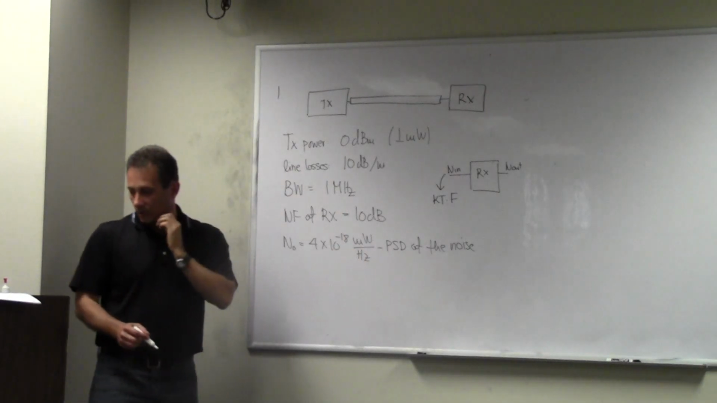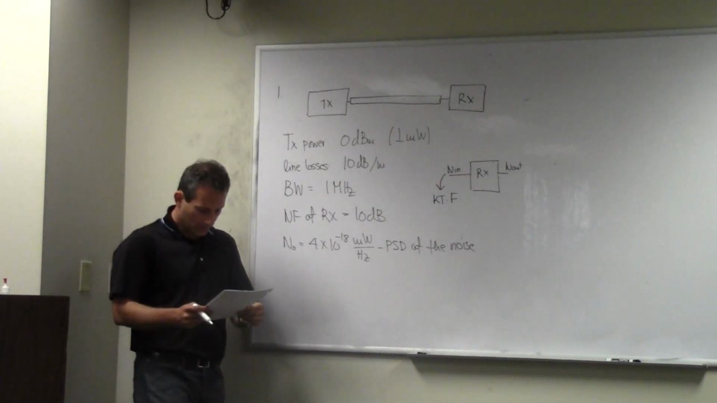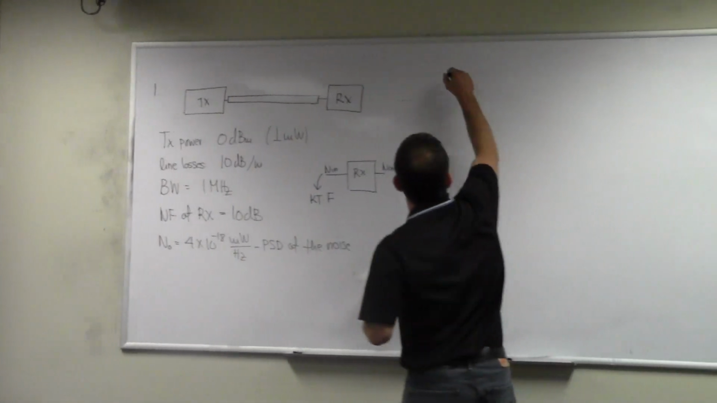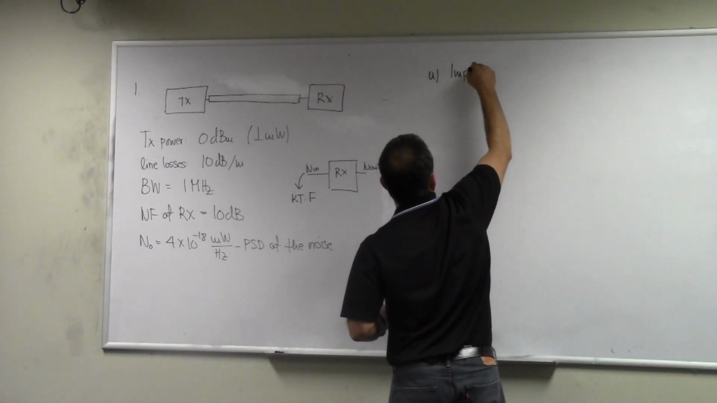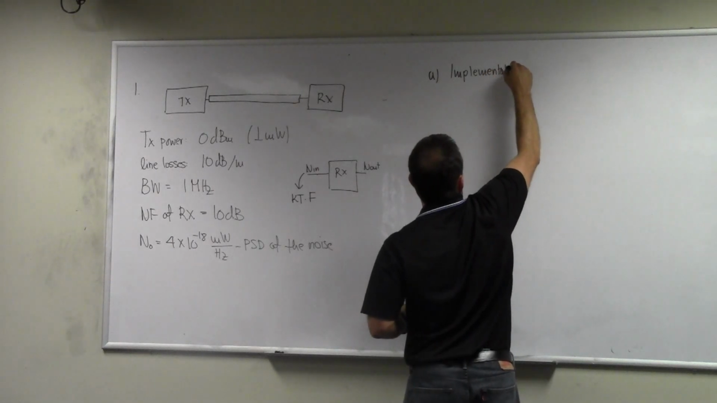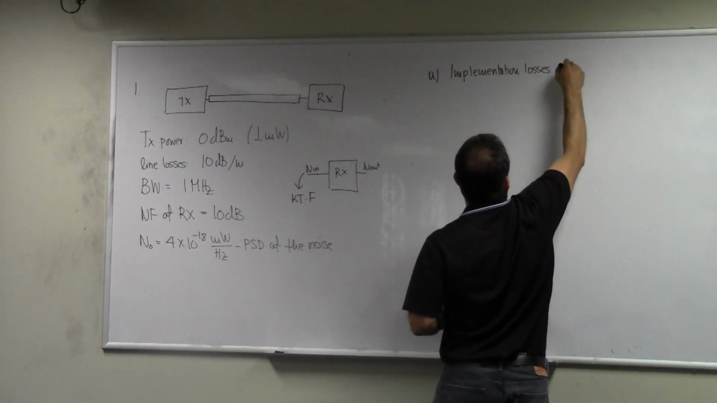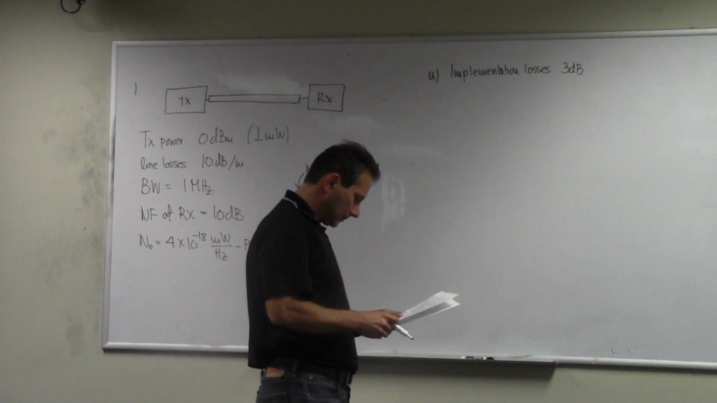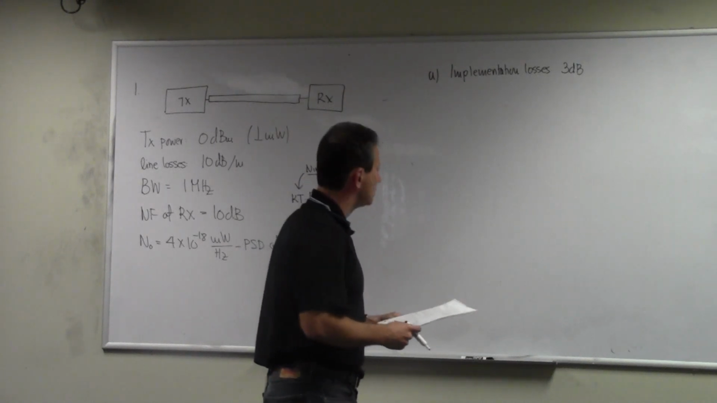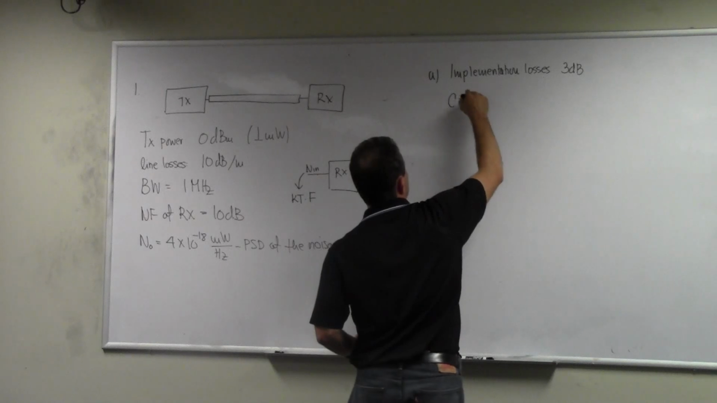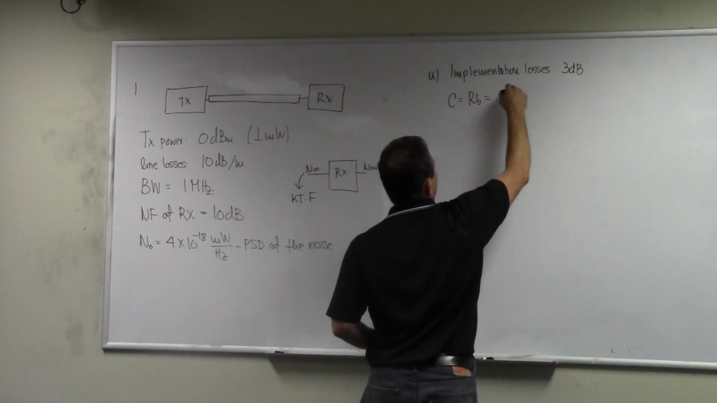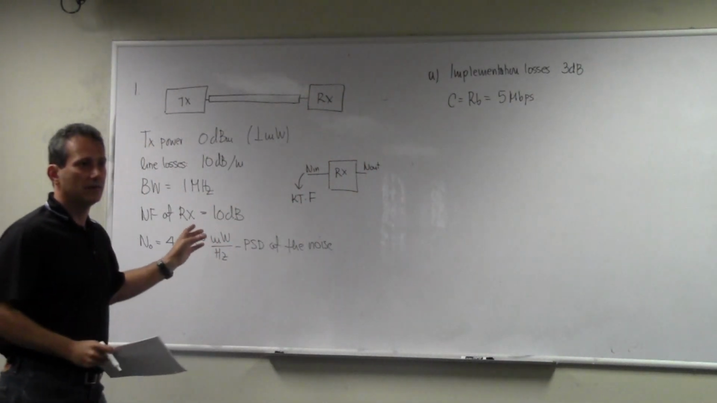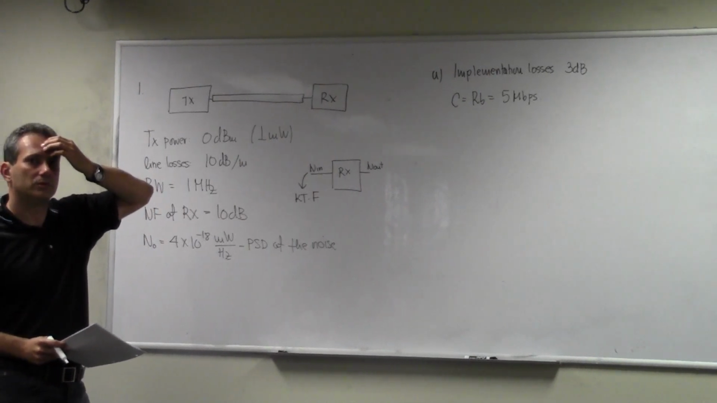Okay. So let's look at what the questions are. It says, assuming implementation losses of 3 dB. So here, implementation losses, 3 dB. Determine the maximum length of the cable if the bit rate of 5 megabits per second is to be achieved. So I want the capacity or my bit rate to be 5 megabits per second. So what is the maximum length of the cable that I can have to achieve this kind of throughput?